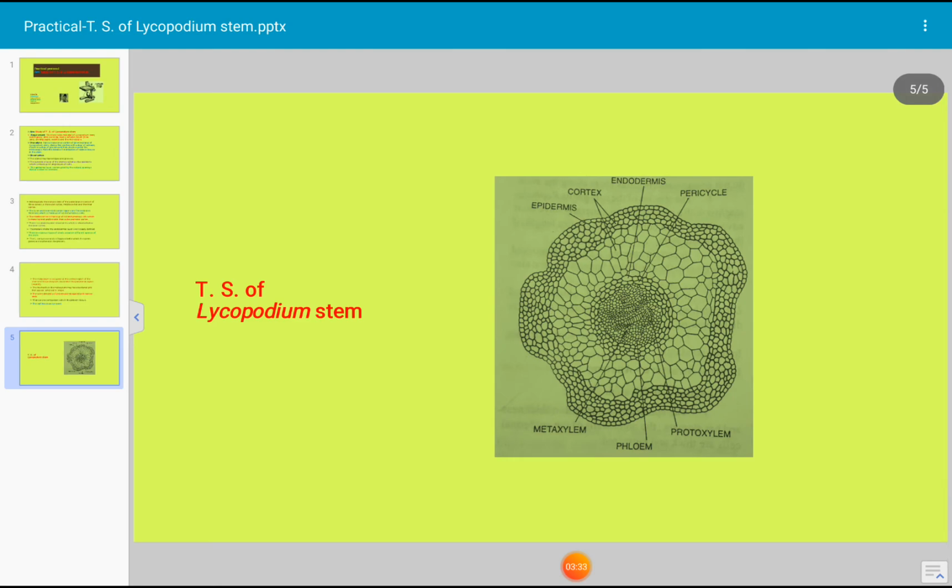This is the photograph shown in the slide, the transverse section of Lycopodium stem.